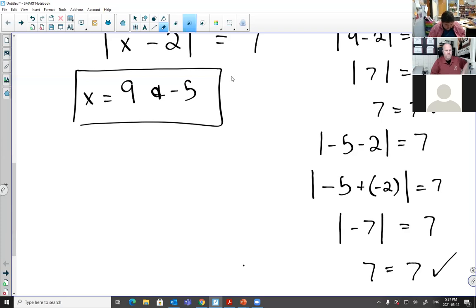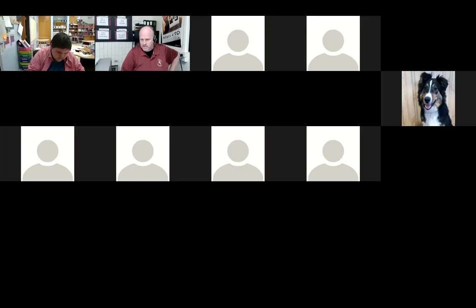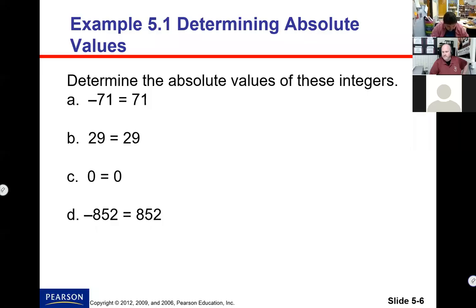What do I need to do? I need to stop sharing that and put this back up. No, that's not what I wanted. Sorry. Get the right screen up first. Share screen and share. Okay.